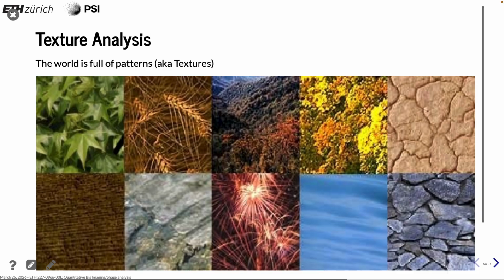So this is a completely different topic from the characterization of images. The world is full of different patterns everywhere. We have natural patterns, we have man-made patterns, but here is a little collection of different patterns that you can see out there. You can have leaves, wood structures, stones, water, etc., etc. And these patterns can, in some cases, also represent relevant regions in your data.